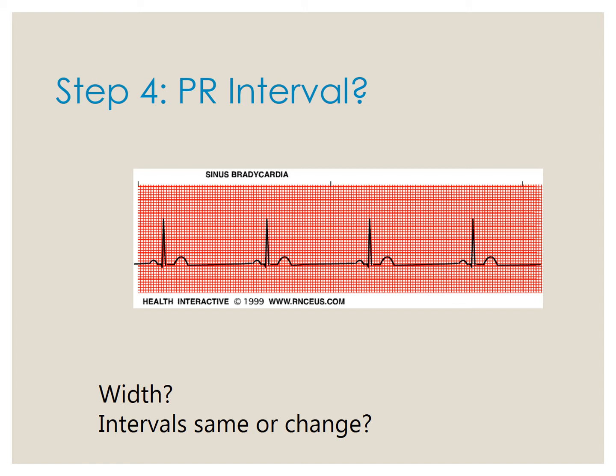And then for your QRS waves, you've got 1, 2, 3, 4. If this is a 6-second strip, 4 times 10 is 40. So that would be sinus bradycardia, which we will go through in a minute. But really you're looking at the width of the PR intervals, and then whether they are the same or change.